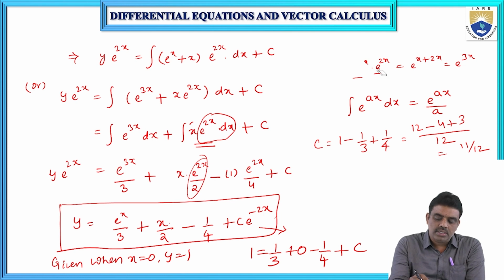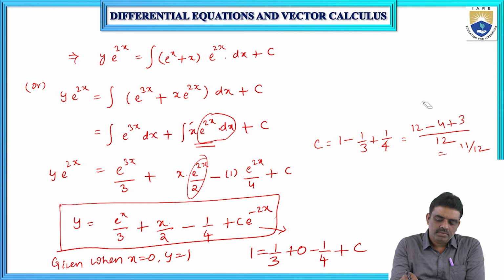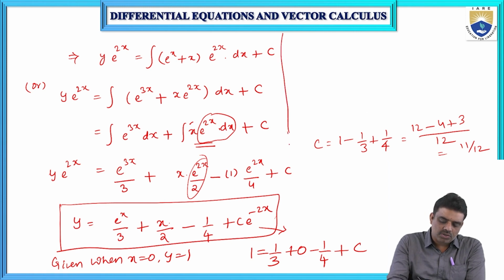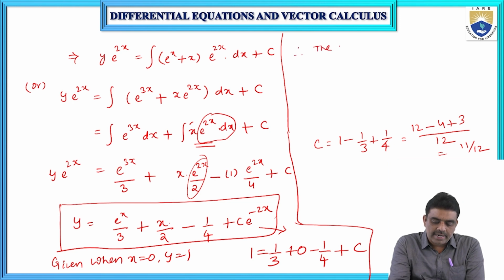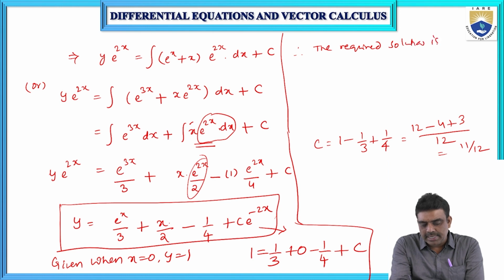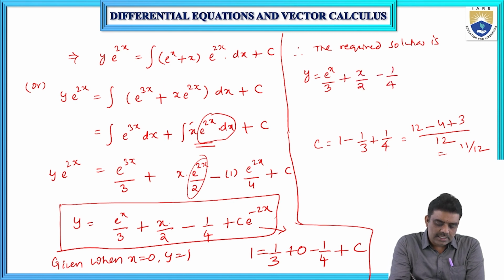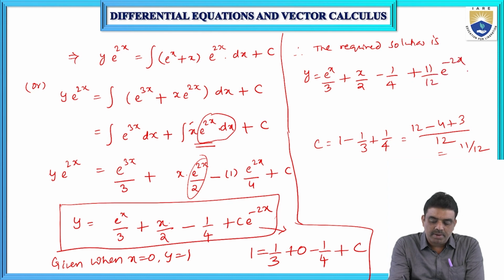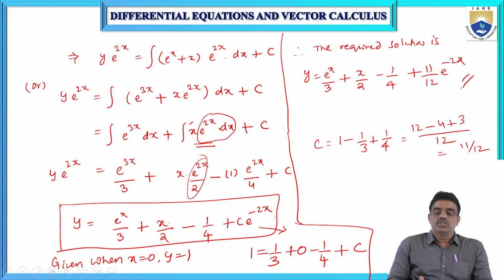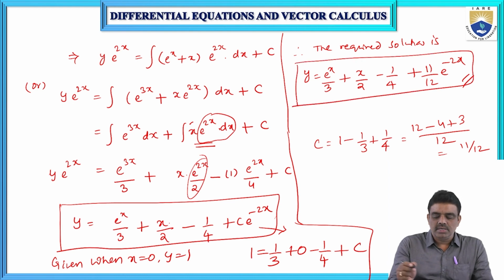Therefore, what is the final solution? On substituting the c value, the required solution is y is equal to e power x by 3 plus x by 2 minus 1 by 4 plus 11 by 12 into e power minus 2x. That is the required solution. This will be the final solution of the given problem.